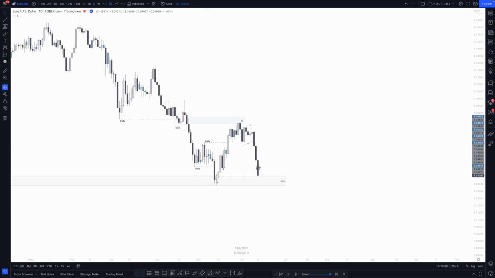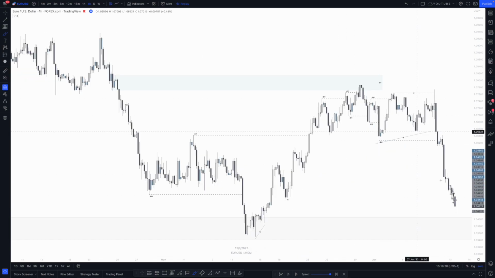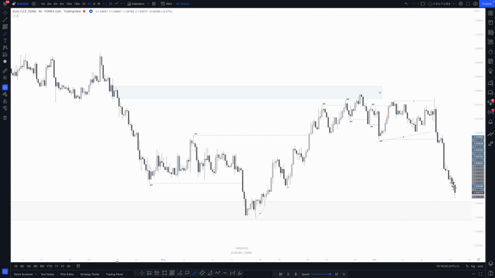But as you can see, we've had a change of character. We've taken the high, taken the low, and then as you can see, it's respected that and started coming down pretty bearishly. The momentum overall in this leg is to the downside. And then onto the 4 hour, we've actually had a break of structure to the downside. So the 4 hour for me is obviously bearish.